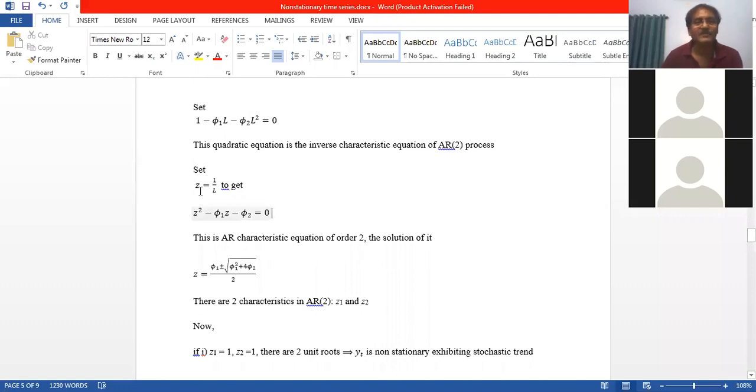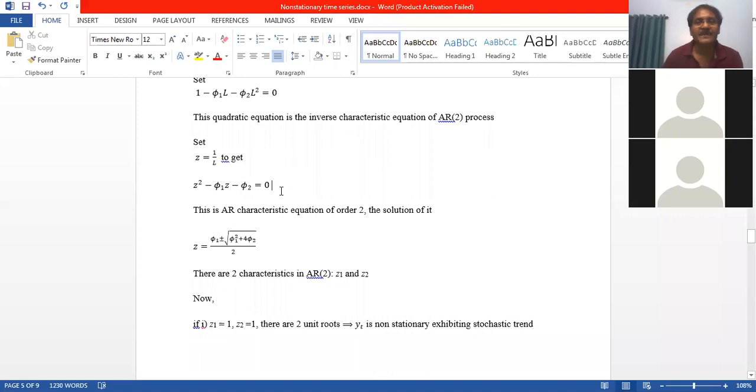So if we solve this quadratic equation, you have two roots. These two roots are called the characteristic roots. So in AR2, you have two characteristic roots. In AR1, you have only one characteristic root, z is equal to phi 1. So in AR1, you have only the provision of a single unit root, because you have only one characteristic root. But in AR2, you have two characteristic roots.